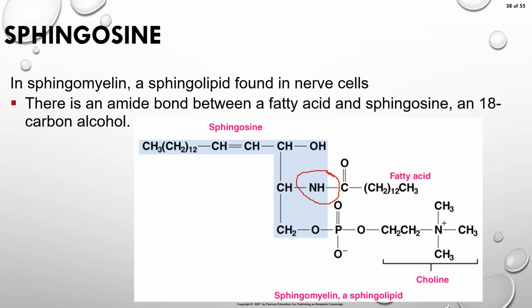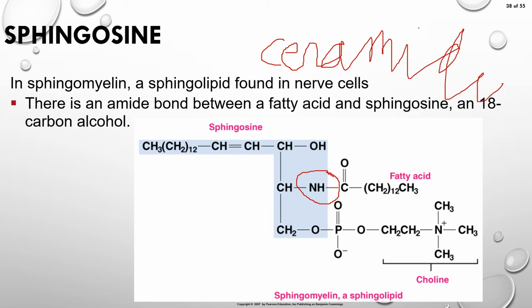Okay, so sphingomyelin is one of the few membrane phospholipids not synthesized from glycerol because the backbone is sphingosine. Okay, so the sphingosine and fatty acid can collectively be categorized as a ceramide.